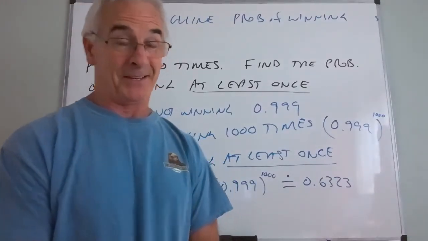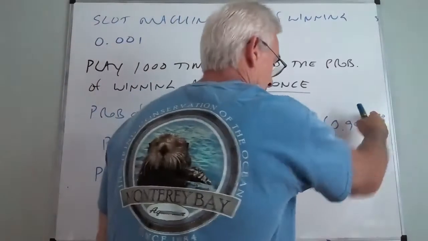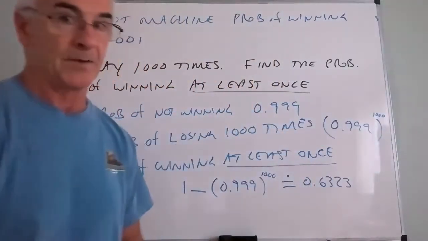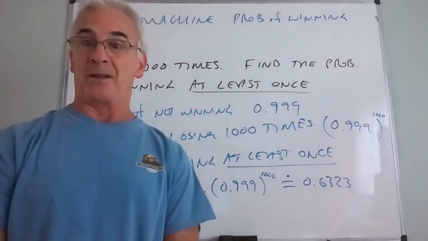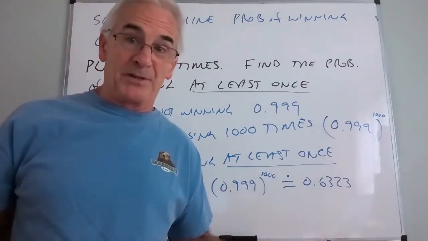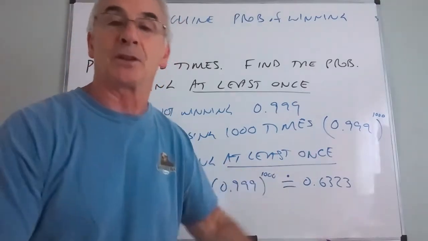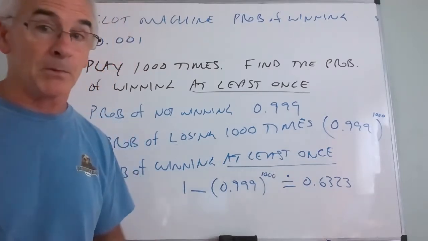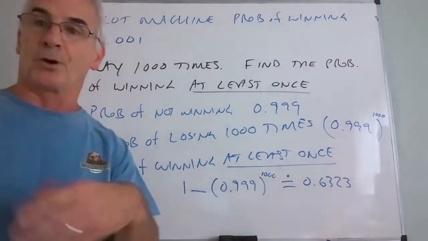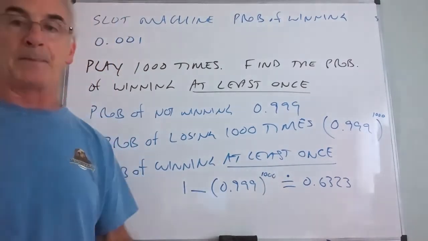No. But as I increase the exponent here, this number is going to increase. It'll never be 1 though. What if I played 1,000,000 times? What if I played 1,000,000,000 times? Yeah, but the fact that there's always a probability that you're going to lose is never a guarantee that you're going to win. But clearly, if I do this enough times, my probability goes up and up and up and up. Now, still 0.001 every time I play.